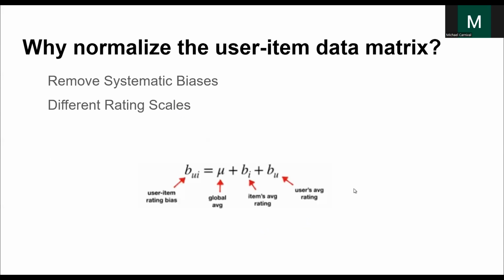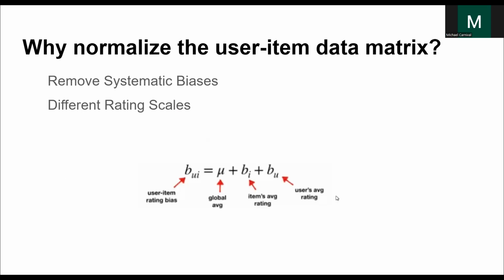After we have investigated the sparsity of our matrix, we need to normalize the user item matrix. The purpose of normalization is to remove systematic biases from ratings, making the data more suitable for collaborative filtering. The next is different rating scales. Users may have different rating scales, and items may receive consistently high or low ratings due to unrelated factors.